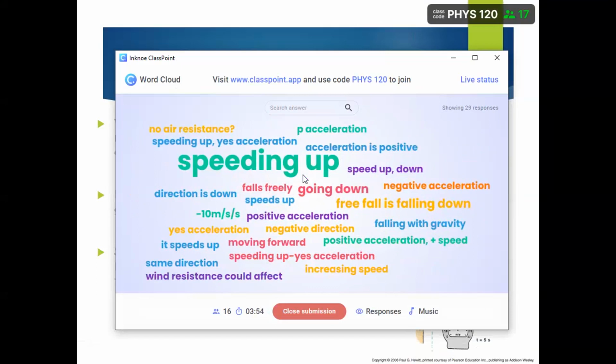Okay. How about this motion? I threw the ball into the air, okay, and it goes up and then comes back to the ground. How many motions do we have?